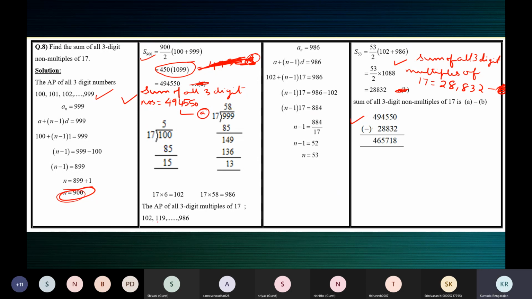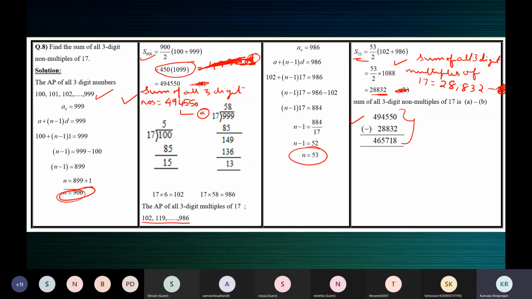First we'll generate this AP, then find n and Sn. Then generate the next AP, multiples of 17. Find n. How many are there? There are 53 3-digit multiples of 17. Then find S53, the sum of all the 53 terms. The difference will give you the sum of all the 3-digit non-multiples of 17.